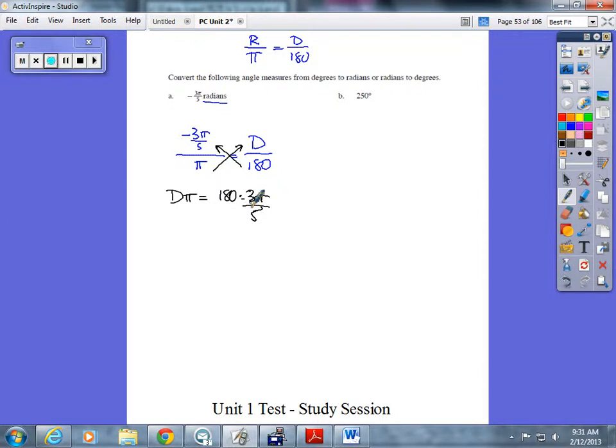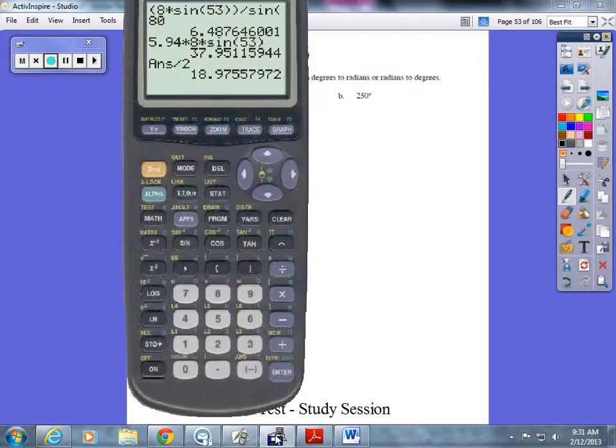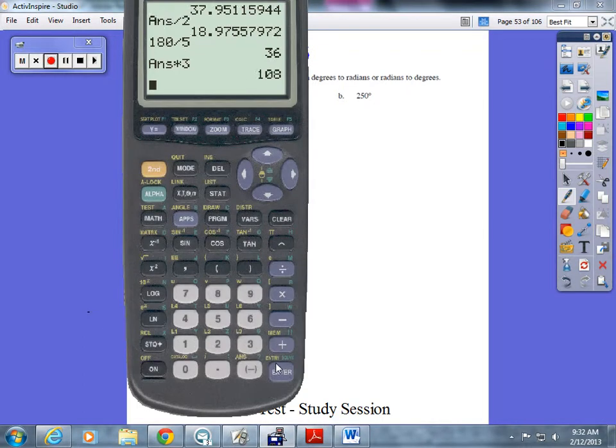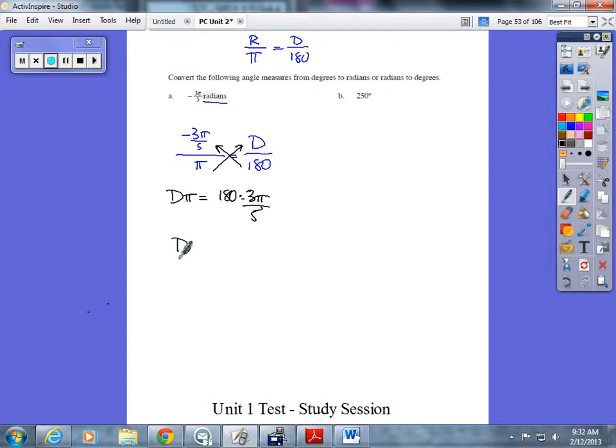Now you can simplify this however you'd like. You could do 180 divided by 5 first, if you wanted to. So 180 divided by 5, we get 36, times 3 is 108. So I end up with D pi equaling 108 pi. The pi's cancel. So D is 108 degrees. You can have decimals here. Decimals are okay for degrees. D, degrees, D, decimals, okay. Don't have to worry about it here because it's a whole number.